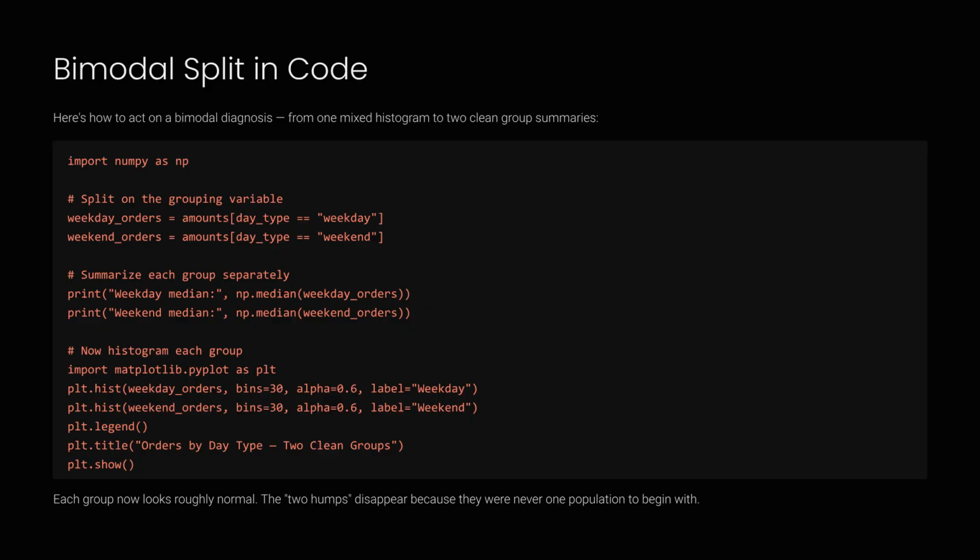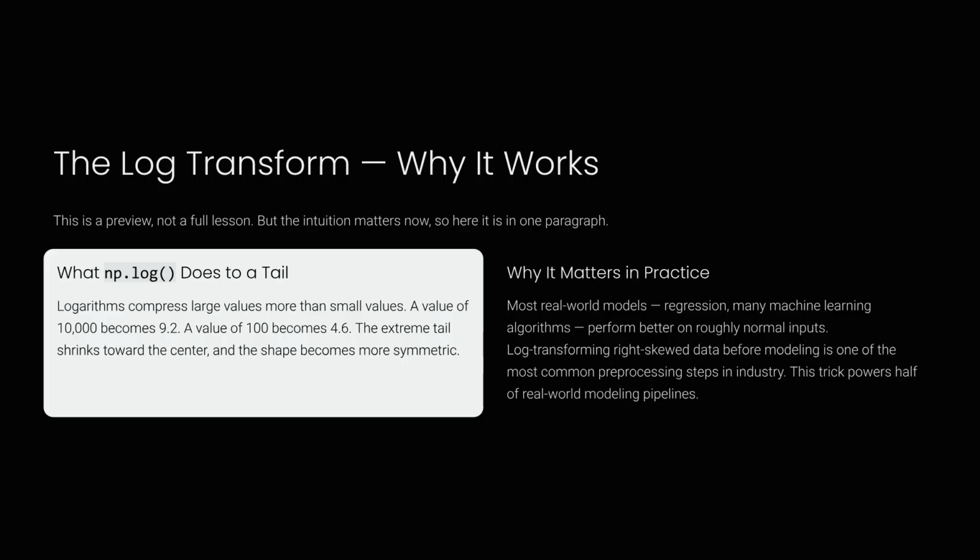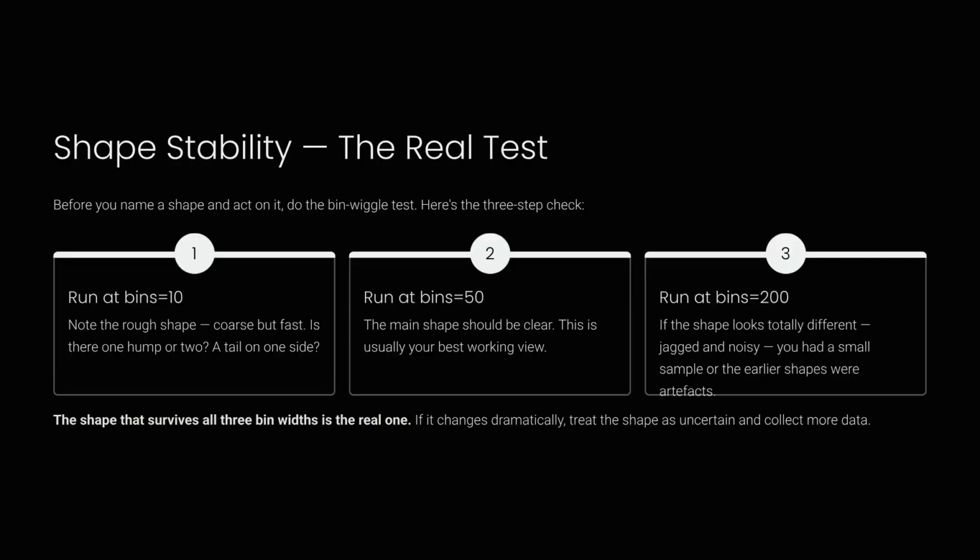By filtering your data based on a grouping variable, you can produce clean, independent summaries and histograms that accurately reflect each population. Log transforms are an essential industry practice. By compressing the extreme tail of a distribution, they bring the shape closer to normal, allowing for more effective use of predictive modeling.